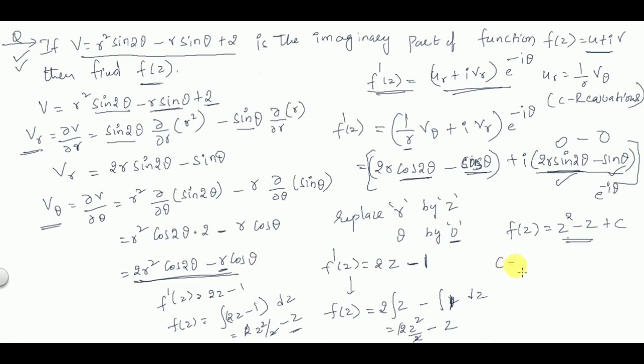So c is equal to c1 plus ic2, and he has given that the c1 value is 2, so it will be 2 plus ic2. So the final answer is f of z is equal to z square minus z plus 2 plus ic2. This is the answer. This is how we can solve a polar form problem also using the Milne-Thomson method.